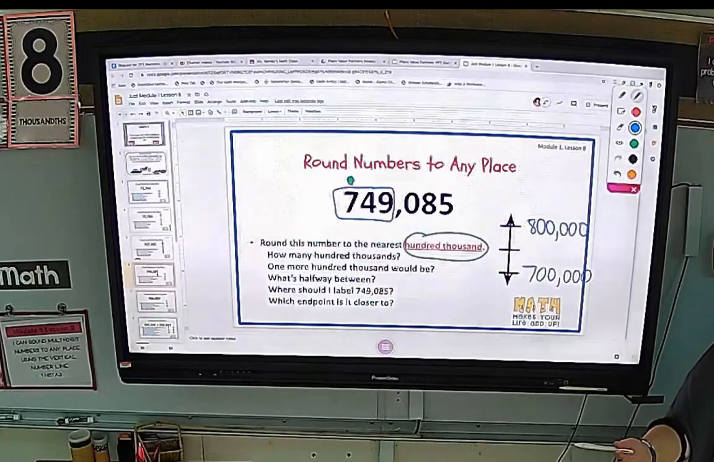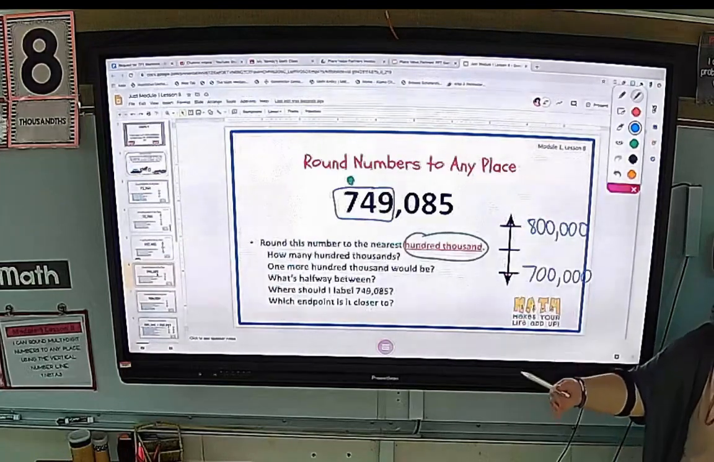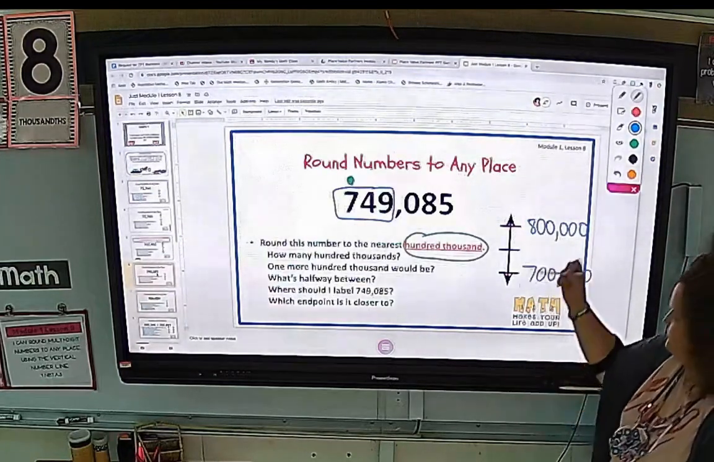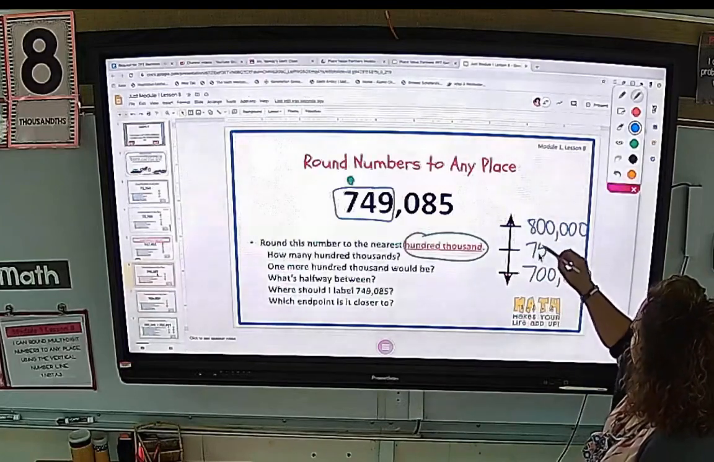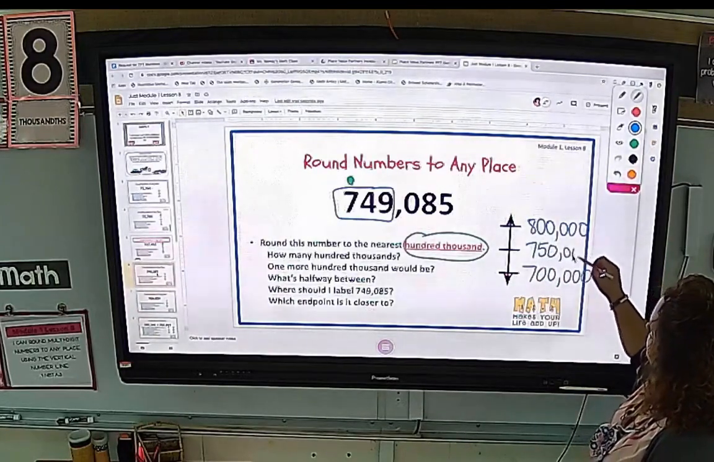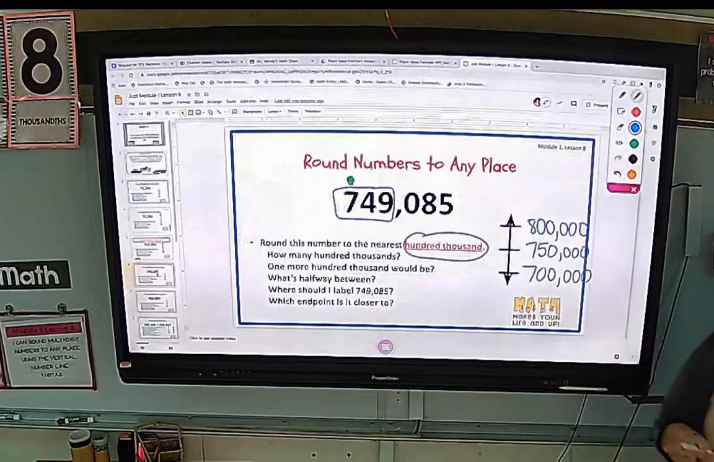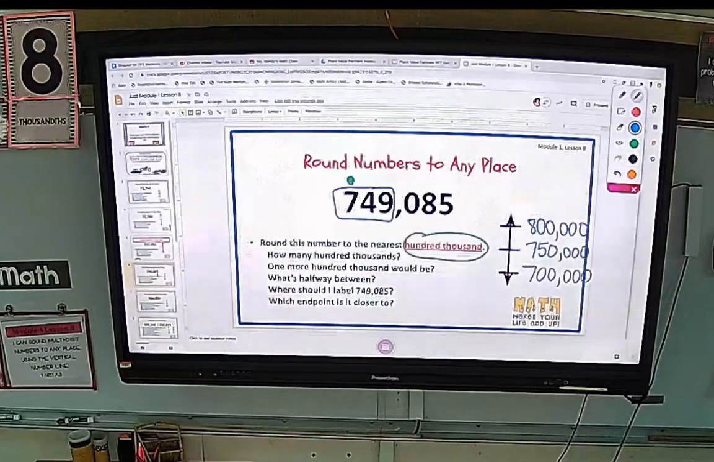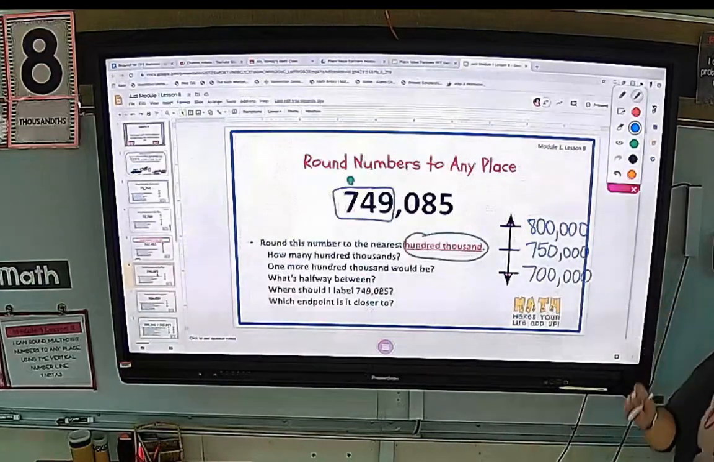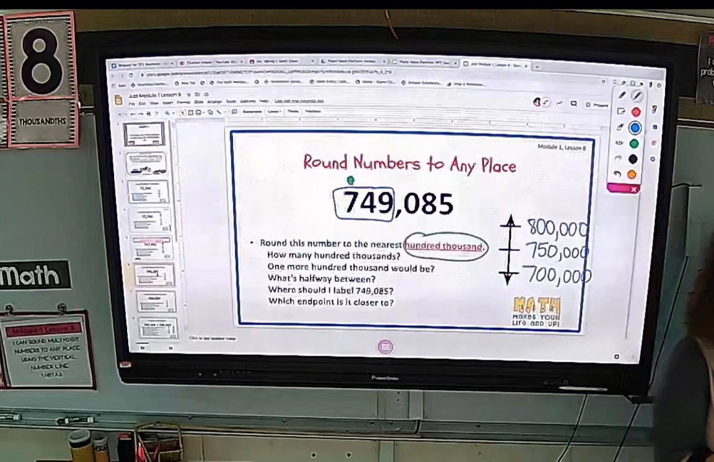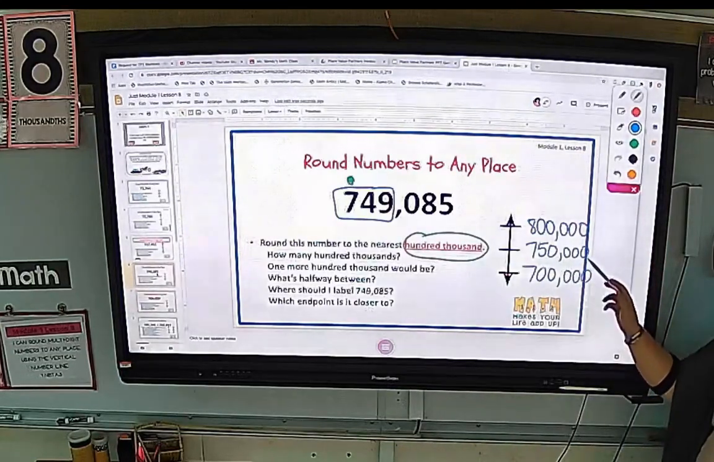Try it again. 7,050. 750,000. Okay. Y'all knew there was a 5 involved there. You just had to get it in the right spot. Okay? 50,000 is half of 100,000. So that would be our middle number.